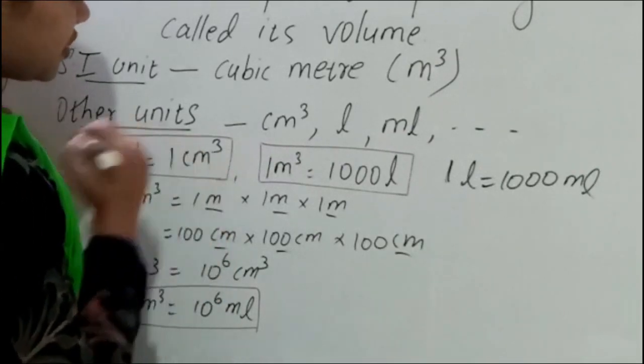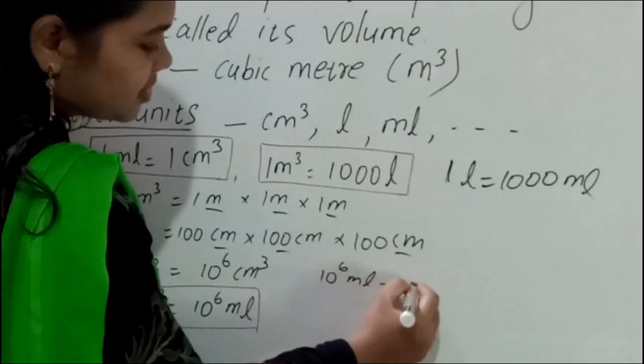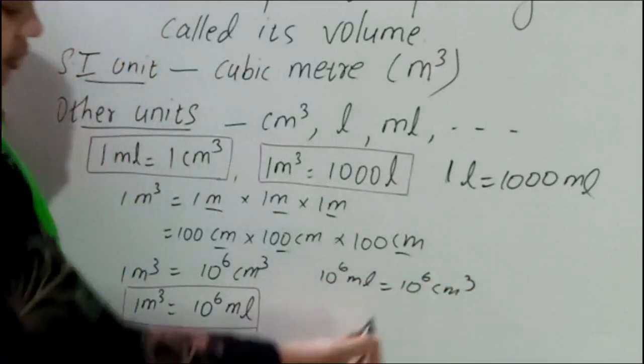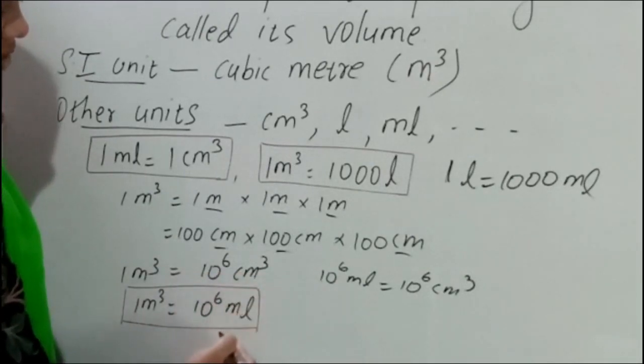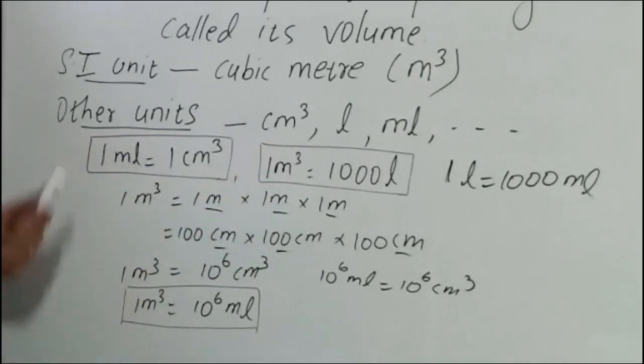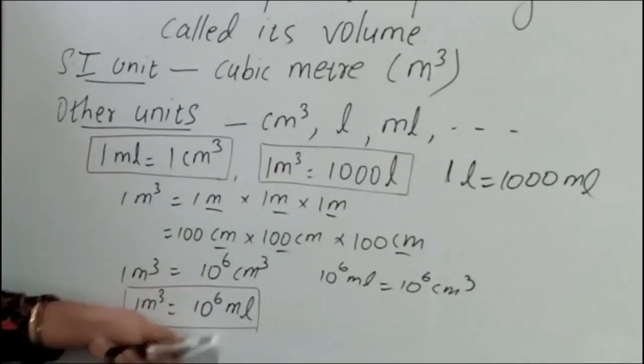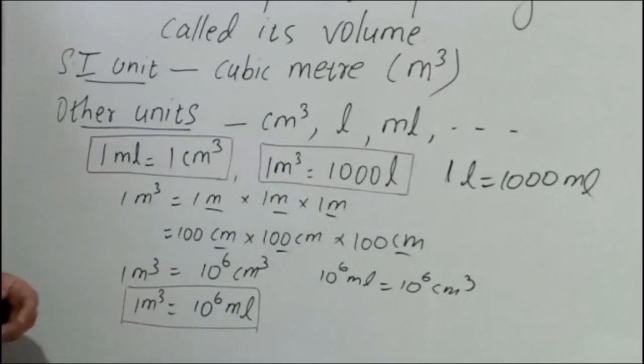As 1 milliliter is equal to 1 cubic centimeter, then 10 power 6 milliliter is equal to 10 power 6 cubic centimeter, is it or not? So in place of 10 power 6 cubic centimeter, I have written 10 power 6 milliliter. So it became a relation: 1 cubic meter is equal to 10 power 6 milliliter, or 1000 liter, because 1 liter is equal to 1000 milliliter. That's why 10 power 6 milliliter or 10 power 3 liter. Clear? Now next we are going to see how to find volume.